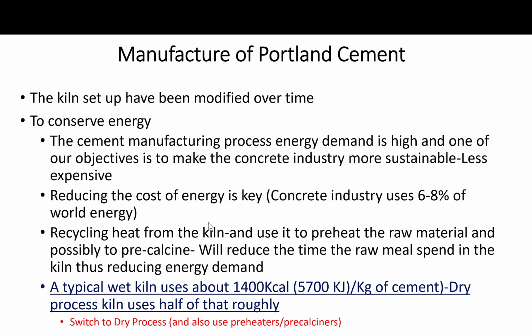One way we can do that is recycling the heat from the kiln and using it to preheat the raw material and possibly pre-calcine the material. And again, calcination is the decomposition of calcium carbonate. This will reduce the time the raw materials spend in the kiln, thus reducing energy.